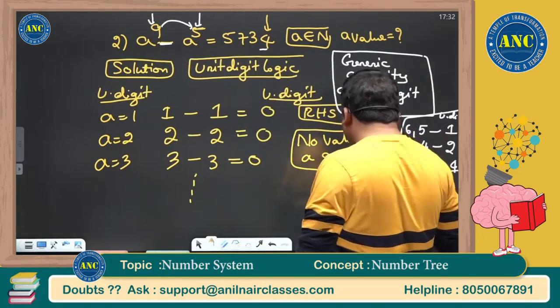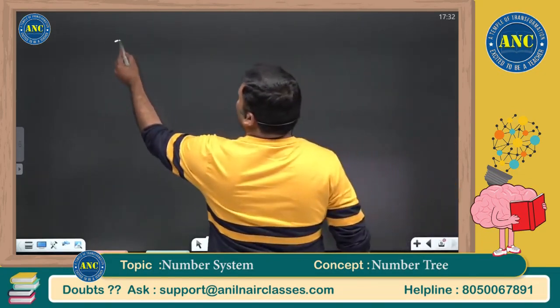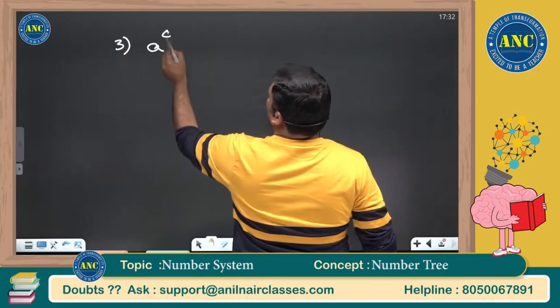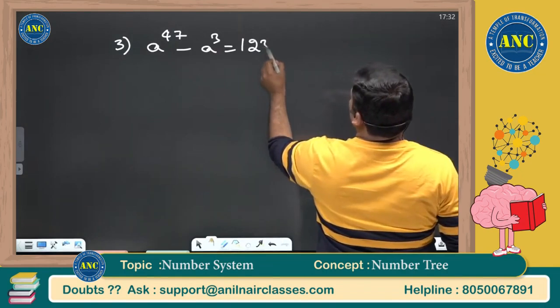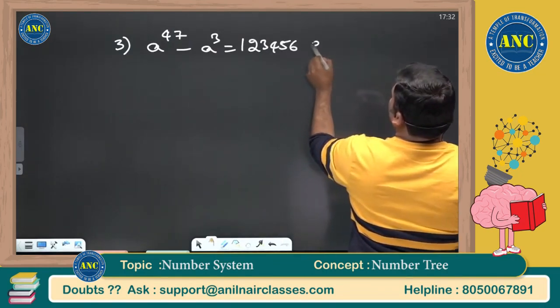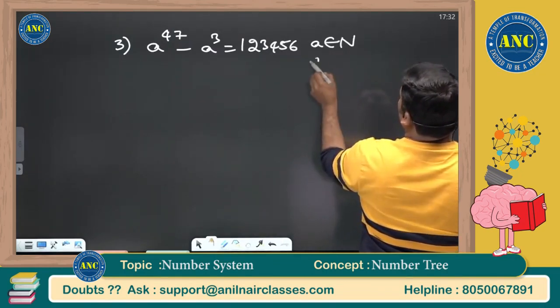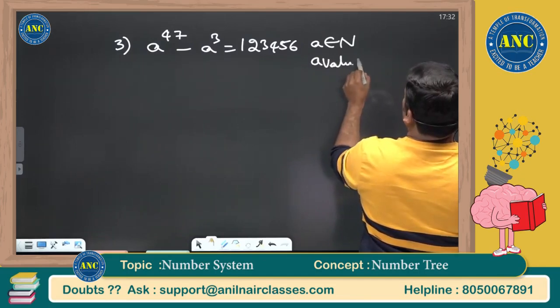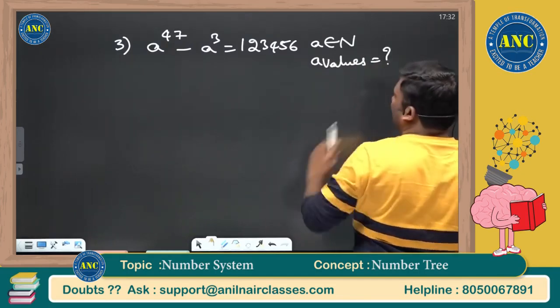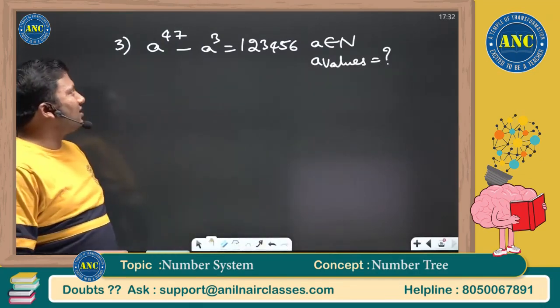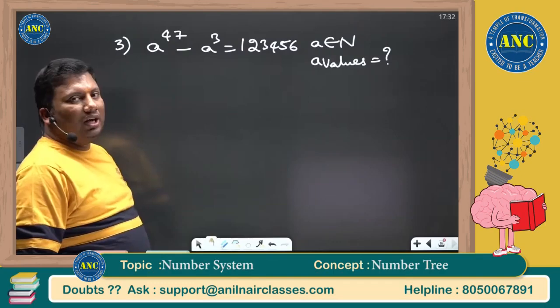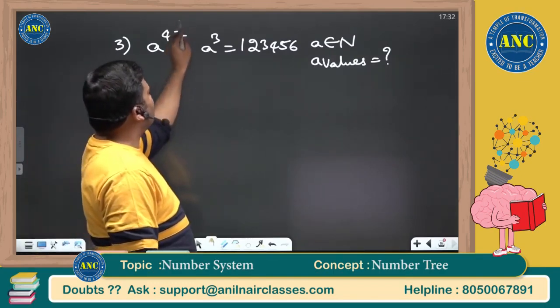Now what we'll do is, same question. Suppose the question is like this: a power 47 minus a power 3 is equivalent to 1, 2, 3, 4, 5, 6. A is a natural number. How many values will A take which satisfy this equation? A power 47 minus A power 3 is equivalent to 1, 2, 3, 4, 5, 6.